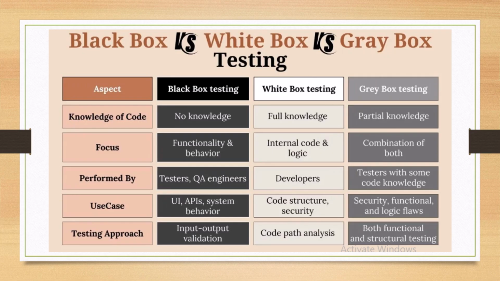Then black box testing use cases are UI, API and system behavior, and white box testing use cases are code structure and security. Gray box testing use cases are security, functional and logical flaws. Then the black box testing approach is input-output validation. The testing approach for white box testing is code path analysis, and the testing approach for gray box testing is both functional and structural testing.